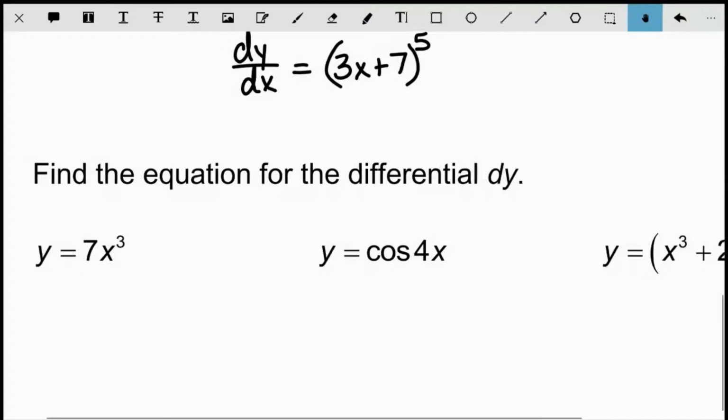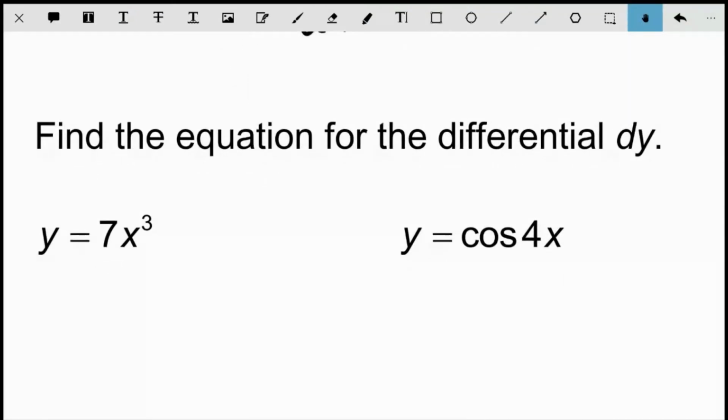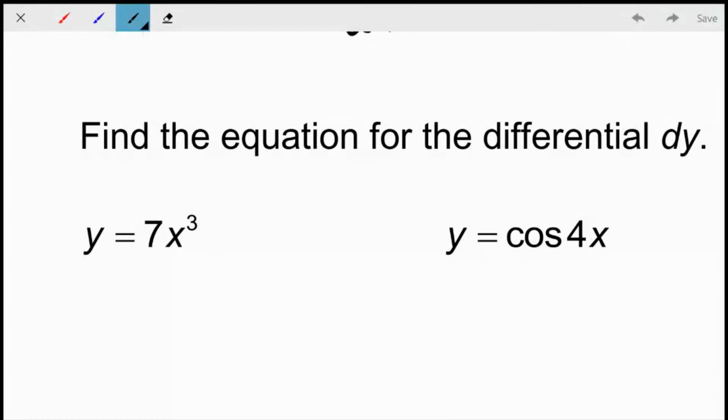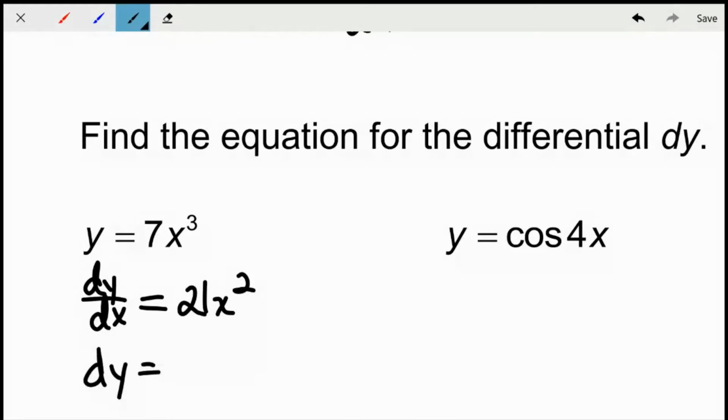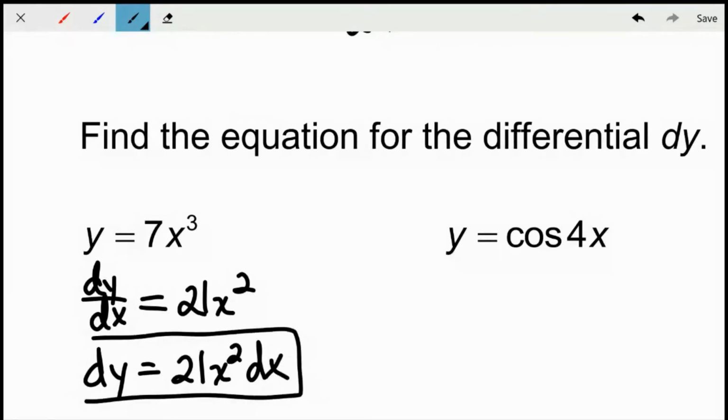That's really what these next questions are about. It says find the equation for the differential dy. When you see these types of questions, they're very, very simple. They're just trying to reinforce the idea that we can work with those differential expressions just like any other variable. So if I have y as 7x cubed, that means that dy dx is equal to 21x squared, and that means my dy is equal to 21x squared times dx. What that expression tells me, and this is really what they're asking you to find, is that my approximated change in y is equal to 21x squared times my change in x.